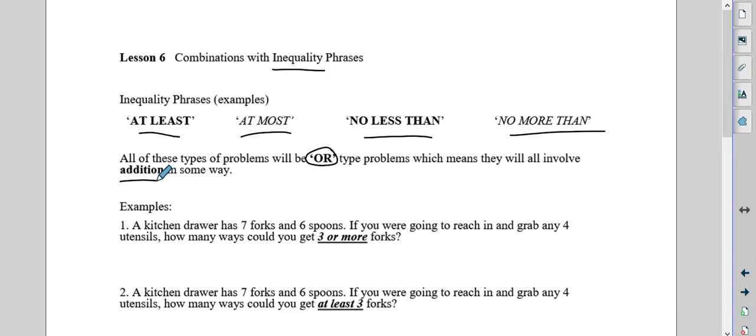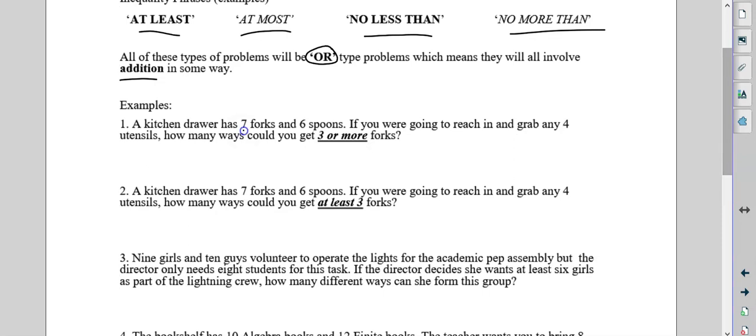All right. So a kitchen drawer has 7 forks and 6 spoons. So these are the number of forks, number of spoons. You're going to reach in and grab 4. You're just randomly grabbing 4 by the handles. You don't know what they are. How many ways could you get 3 or more? So either 3 forks or 4 forks. All right.